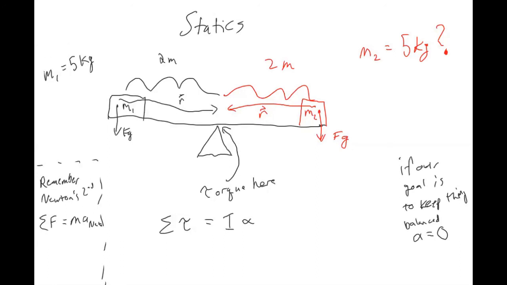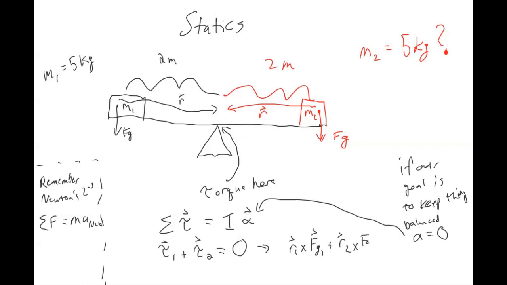So the torque from box one plus the torque from box two has to add up to be zero because we've said that the alpha is zero if the thing is not going to rotate. We remember from our torque equation that R1 cross FG1 plus R2 cross FG2 equals zero. And maybe I'll continue this on the next slide.